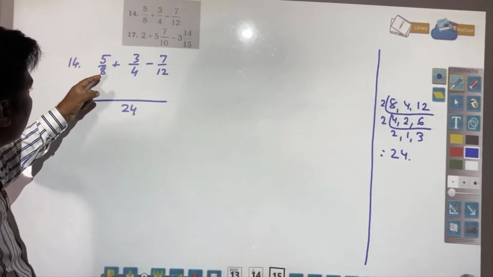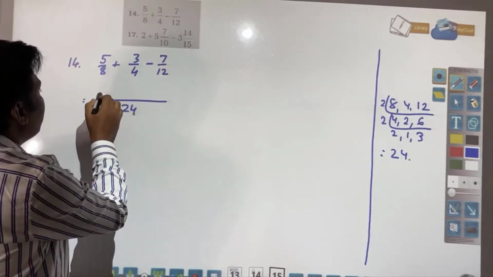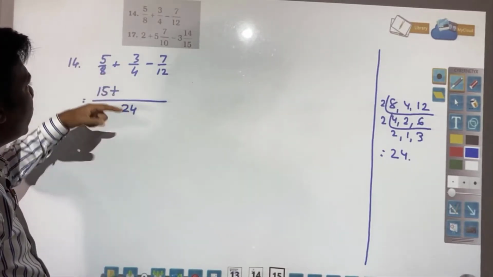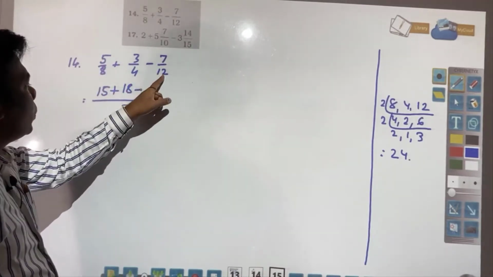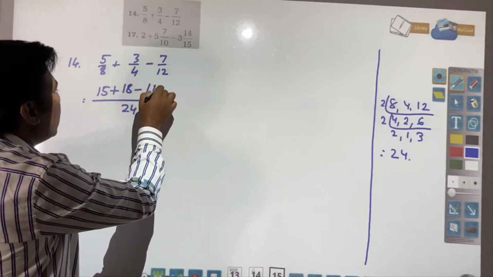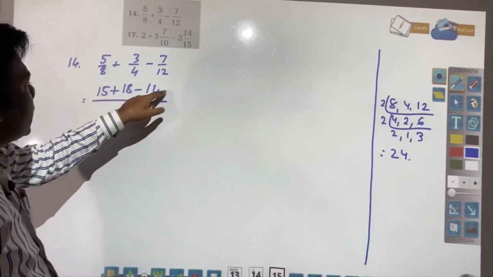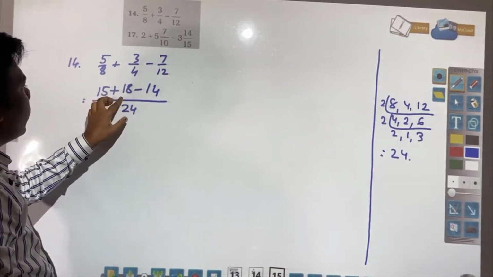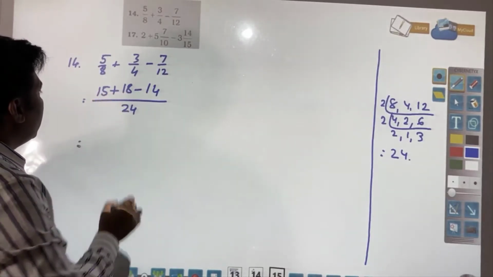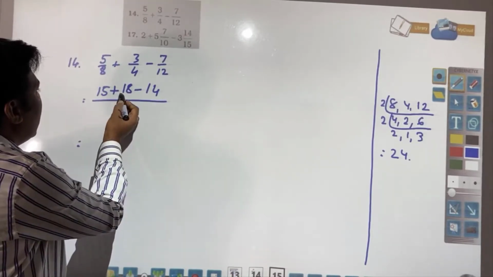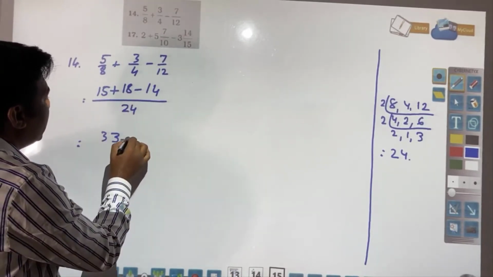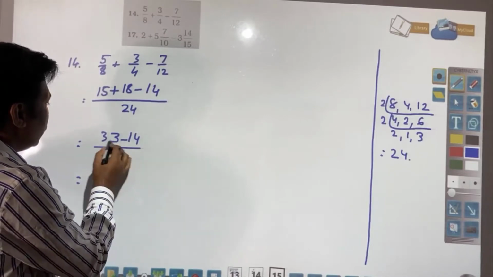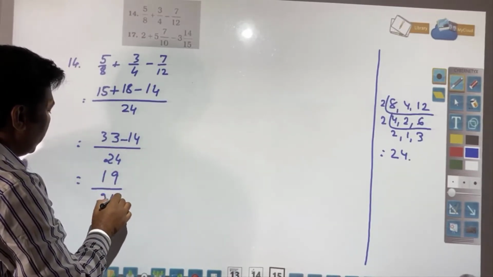Now 8 3s are 24, 3 5s are 15. Plus sign we have, so we put plus. 4 6s are 24 and 6 3s are 18. Minus 12 2s are 24, 2 7s are 14. Now this simplification is like what we had seen in integers. If like positive numbers we have, they are required to be added together. So 15 and 18, 33 minus 14 divided by 24. So this will be 19 divided by 24, which is 1 whole 5 by 24, and this is your answer.